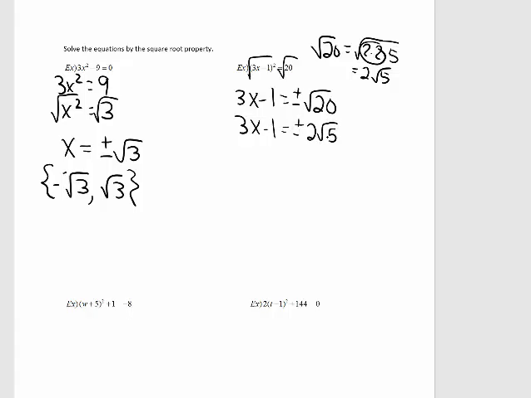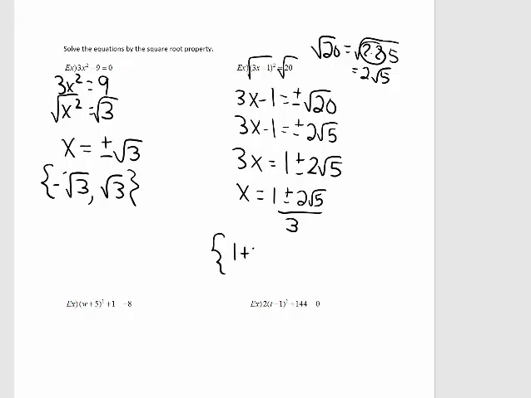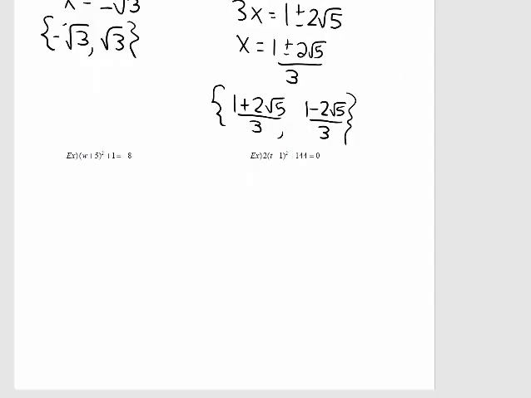So add 1. Now, I like putting the plus or minus in between the two terms as such. And now divide everything by 3. So if I wanted to separate these two solutions, I would do this. All right, let's do the next example.